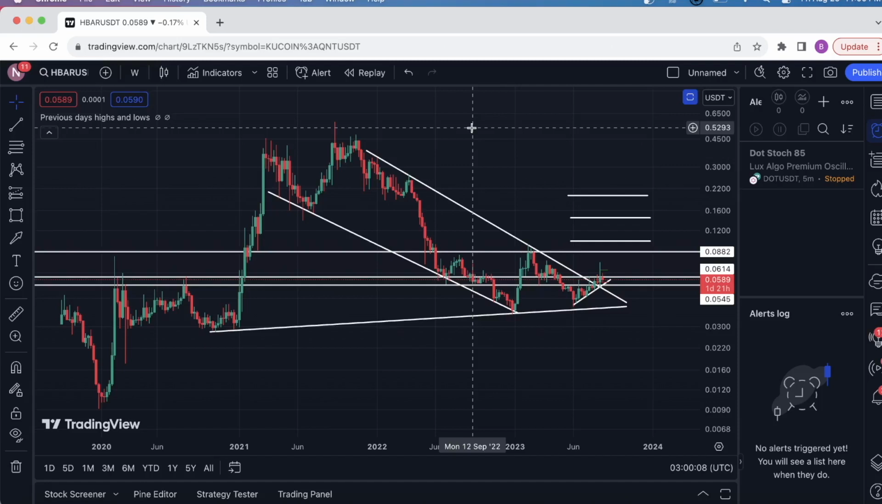I'm going to take a look at Hedera Hashgraph. Ticker for this is HBAR and currently on the weekly time frame. I think I've covered this coin about 5 or 6 times already, but if this is the first Hedera video that you've ever seen on my channel, I'll give you a macro overview on the higher time frame and show you what I'm seeing here.